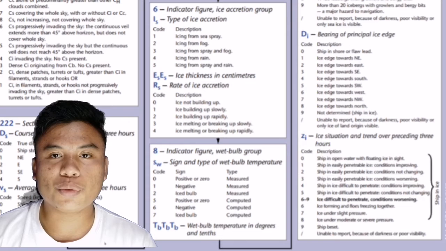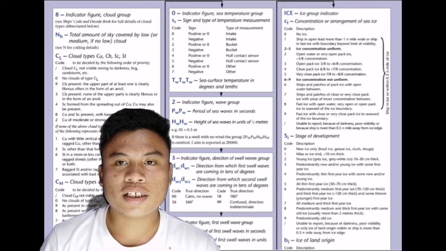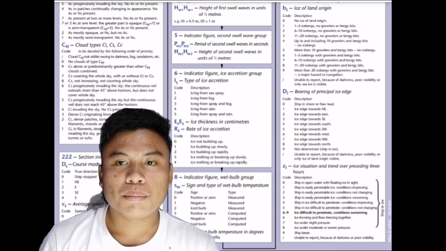8 would be the indicator figure of the wet bulb group. SW is the sign and type of wet bulb temperature. TB would be the wet bulb temperature in degrees and tenths. Ice group indicator: CI would be the concentration or arrangement of sea ice. SI will be the stage of development. BI will be the ice of land origin.